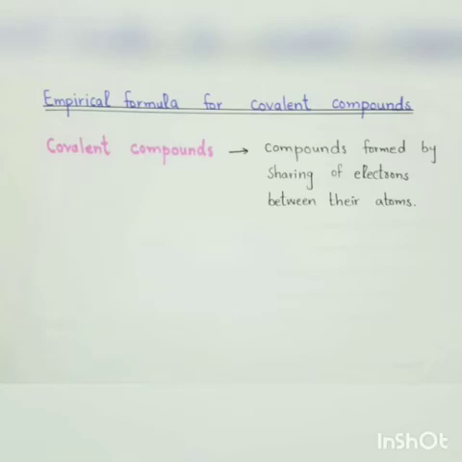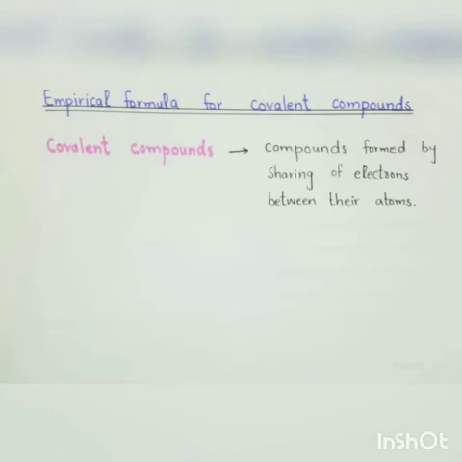Now the question arises, what is a covalent compound? Covalent compounds are formed by sharing of electrons between the atoms of a compound. For example, silicon dioxide, glucose, and benzene. These are covalent compounds. Dear students, now we are going to discuss the empirical formula of these covalent compounds one by one.